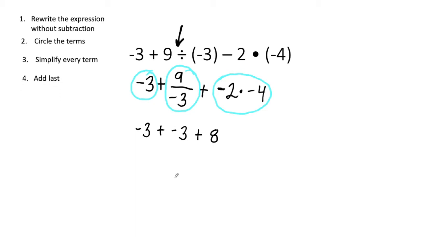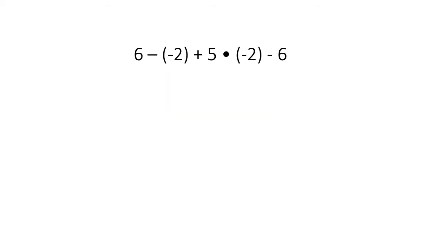And now we are ready for our last step, to add. Always add your terms together last. So negative 3 plus negative 3 is negative 6. Negative 6 combined with a positive 8, they're going to eliminate each other. My answer is positive because I started with more positive ones. So our answer is 2. All right, next problem.